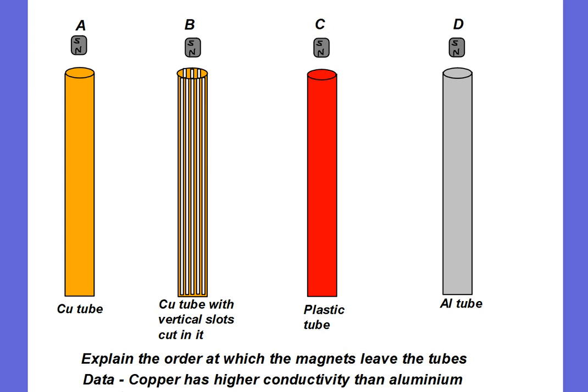Now, the data given to you is that copper has a higher conductivity than aluminium. And the question you've got to answer is, well, first of all, you've got to figure out what order these magnets will come out the bottom of the tubes. More importantly, can you explain the order at which the magnets leave the tubes? A very interesting and very important question to test if you actually understand Lenz's law and Faraday's law.